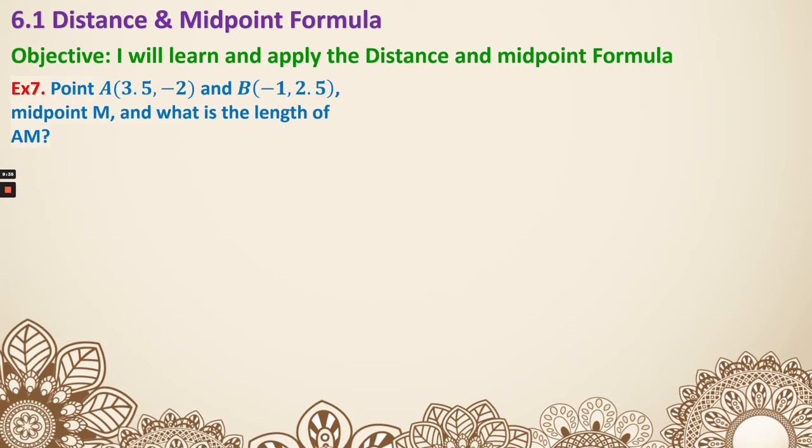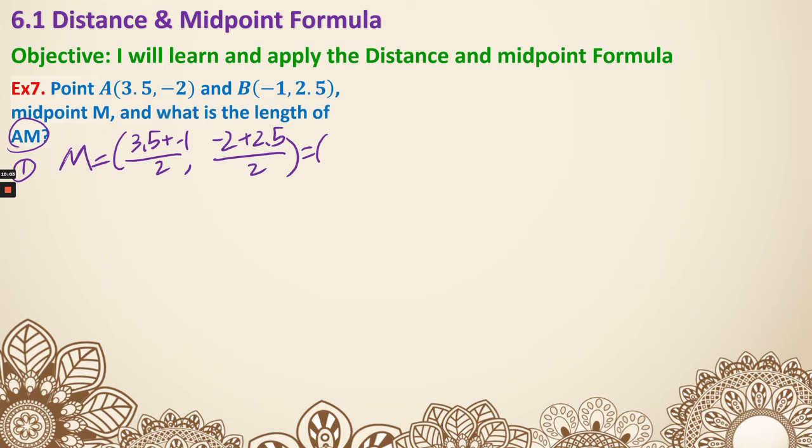Example 7. We have the point A and B. We don't know the midpoint, but it's M. We're trying to find the length of AM. Two different ways. One, you can choose to find a coordinate for M, and that's going to give you 3.5 plus -1 over 2, -2 plus 2.5 over 2, which is going to be 1.25 and negative 0.25. Then you can choose to just find AM with the distance formula. That's the first method.